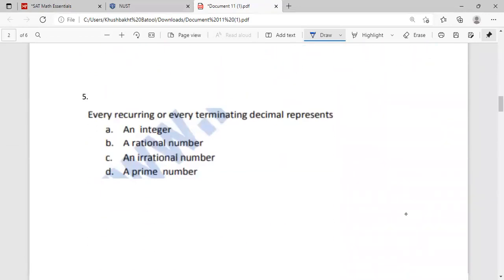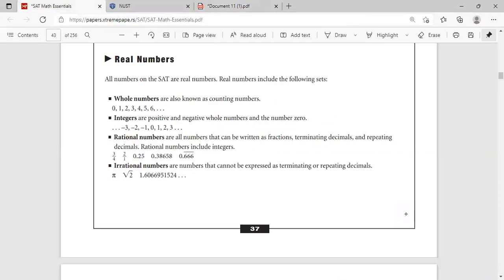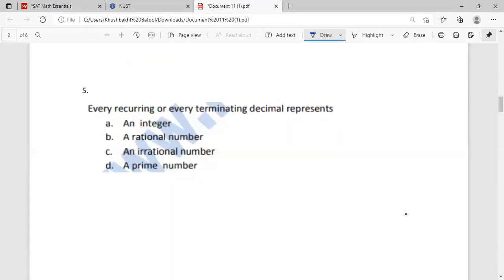Let's talk about the fifth question now. Every recurring or every terminating decimal represents... Let's talk about the definition again. Here we have that rational numbers are all numbers that can be written as fractions, terminating decimals, and repeating decimals. So this is what a rational number is. So clearly this would be a rational number, right? Repeating decimals and recurring decimals are the same thing.